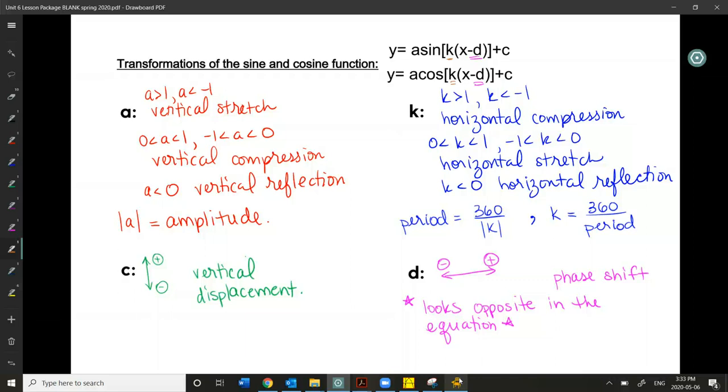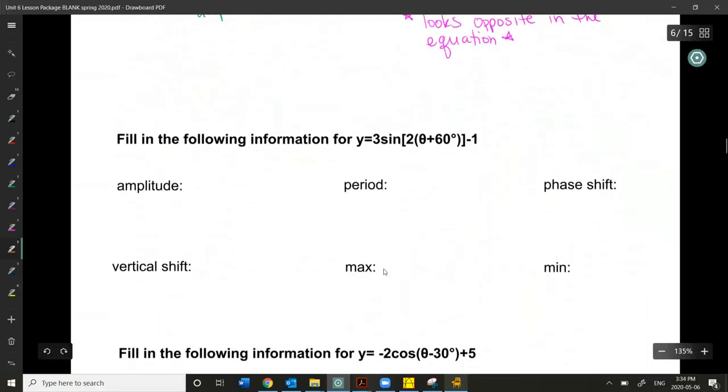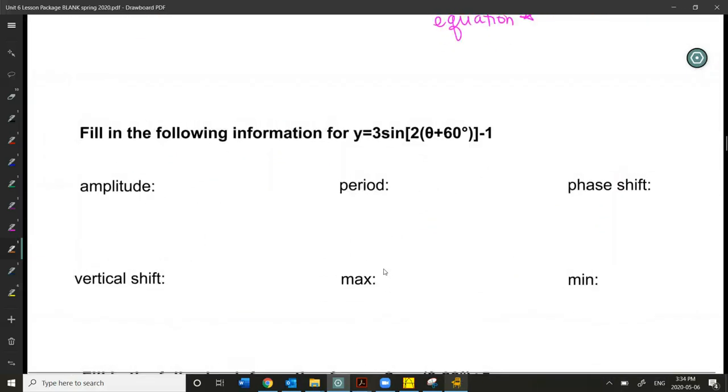Okay, so let's take a look at some of this information here as far as graph features and see if we can pick this out from a few examples here. Okay, so we want to fill in the following information for this graph here. Oftentimes we will use theta in here just to represent the actual angle. It's no different than the x that we just used in our investigation. So if you feel more comfortable letting that be x, that's totally fine as well. It's just a variable is what it is.